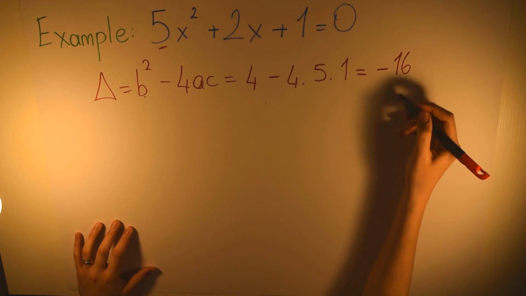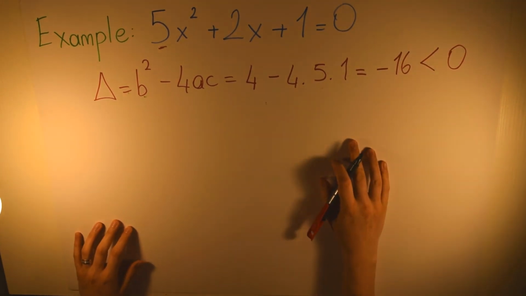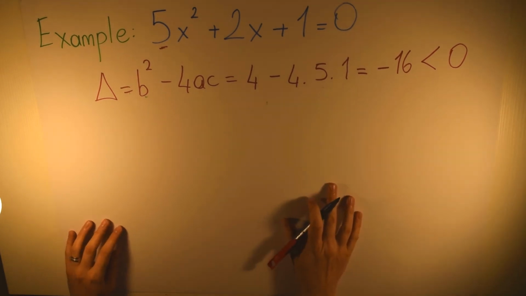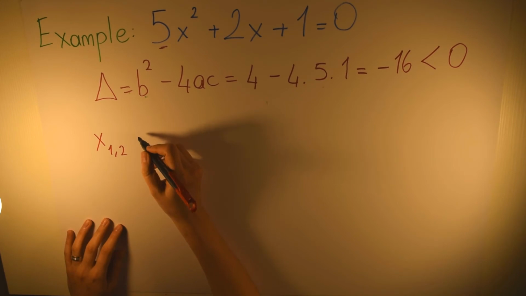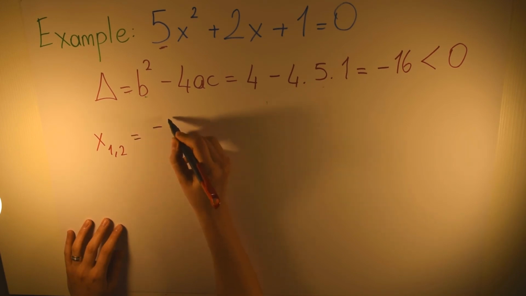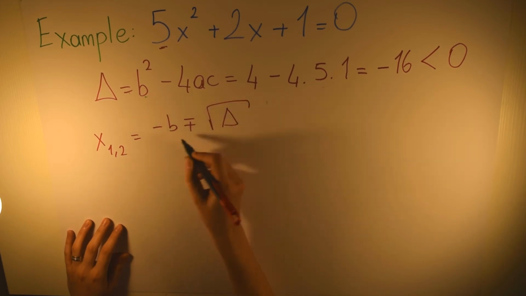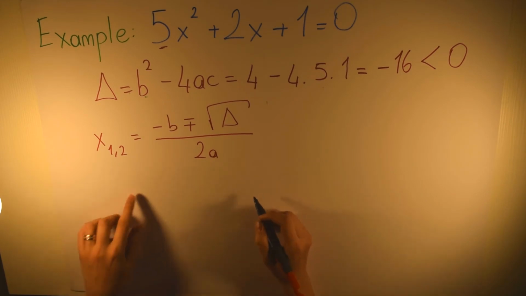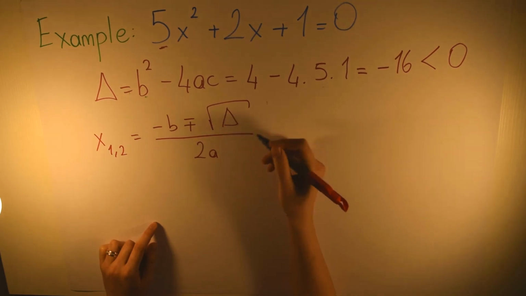Minus 16 is less than 0, right? Which means our solutions will include imaginary numbers. So how do we do that? In this case, our formula is actually the same. It's minus b plus minus square root of our discriminant over 2a, right? This was our formula. So here, instead of our discriminant, we will put minus 16.